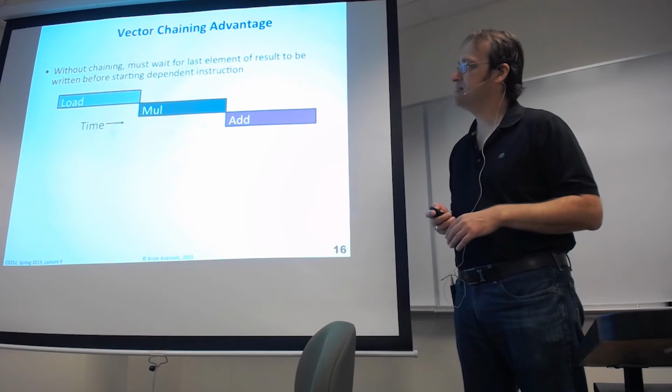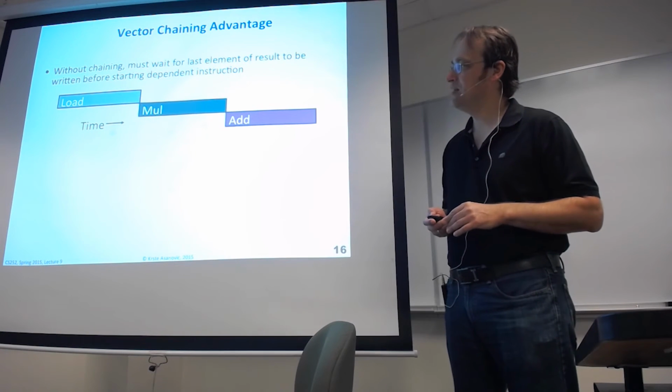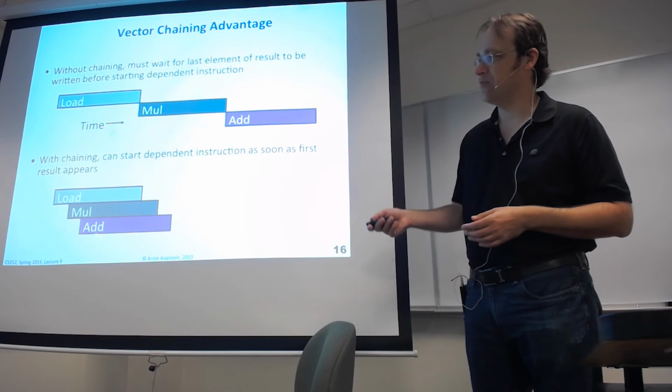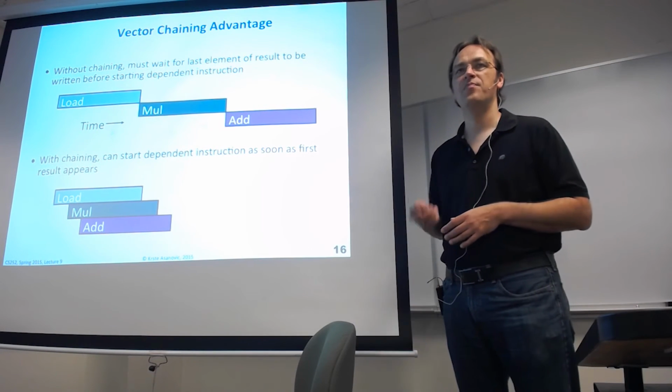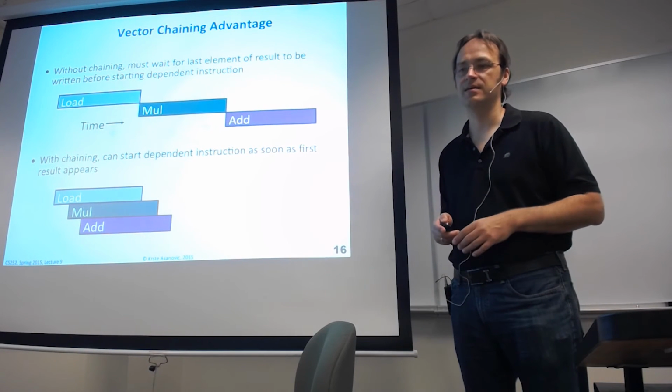Okay, so the nice thing about chaining is, graphically, instead of having to wait for the whole thing, you can overlap, right? What you're getting here is vector instruction level parallelism. Multiple vector instructions are in flight at the same time, overlapped, even though you're only issuing one instruction at a time. You're still getting vector ILP.